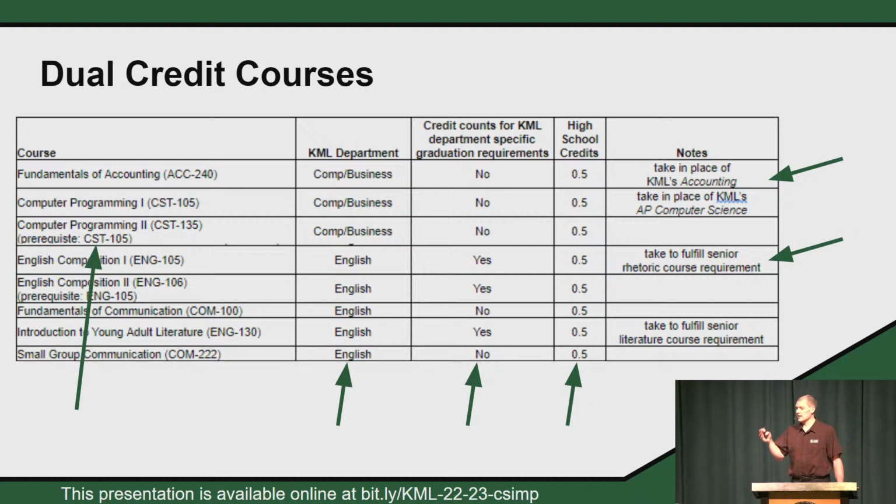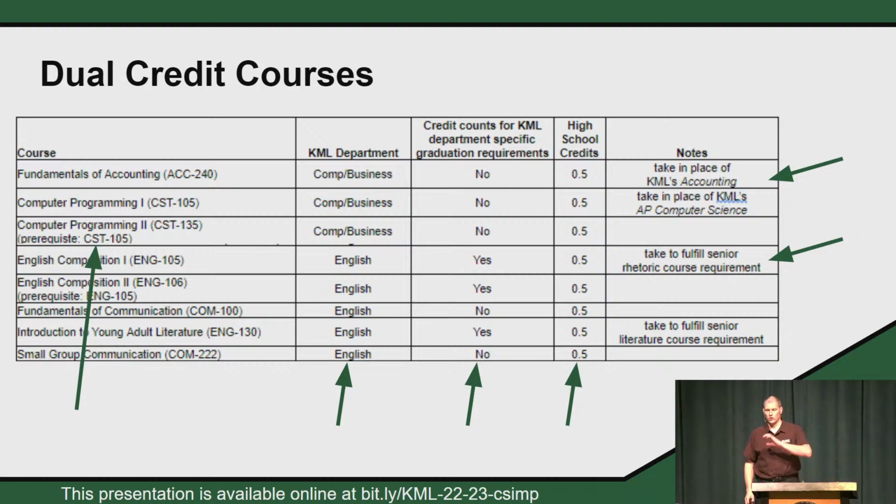The second column is the department that it matches up to from Kettle's perspective. So in college, colleges split their courses up into more departments than we do in high school. So you can't always tell by looking at that department what it transfers to as us, so we have that listed out there. The next column is whether or not that course would count toward the required graduation credits in that area. And then it tells you how many high school credits you get. And then there's a note on the end.